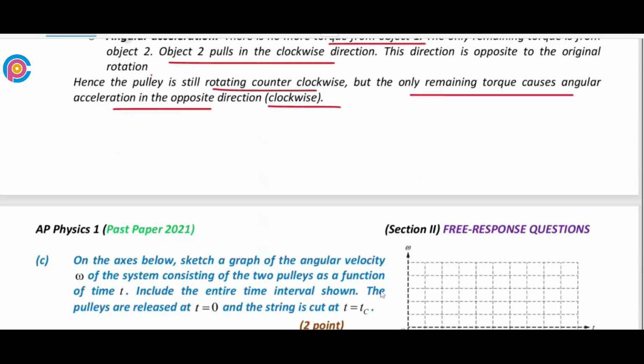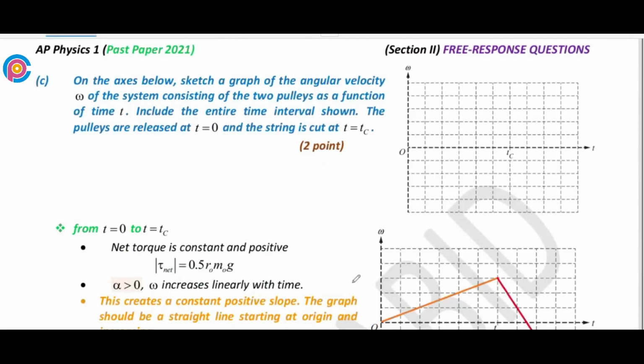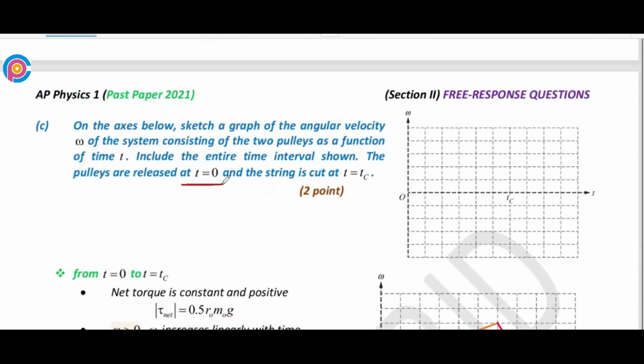Now the next part of the question: on the axes below, sketch the graph of angular velocity omega of the system consisting of the two pulleys as a function of time. Include the entire time interval shown. The pulleys are released at t equal to 0 and the string is cut at t equal to tc. We have to show how the angular velocity changes as a function of time. We divide it into two parts: from t equal to 0 to t equal to tc, and after that.